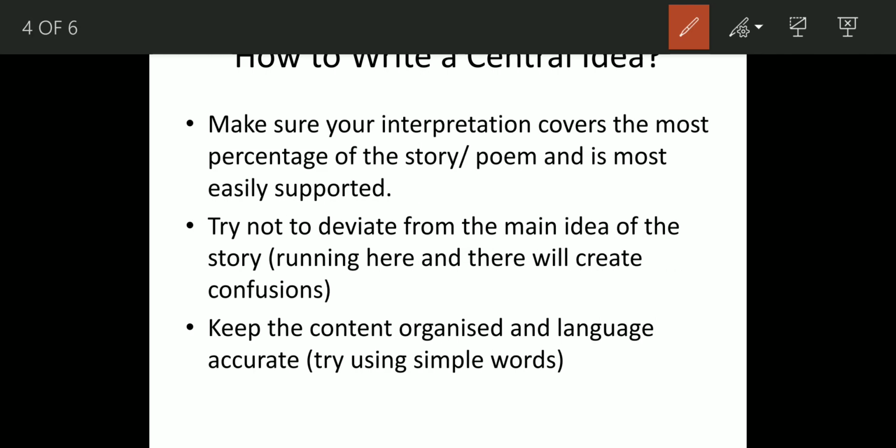Now when you have found out what is the message that the poet or writer wants to convey, you write it down, but you make sure that your interpretation covers the most percentage of the story or poem and is most easily supported. There should not be any complications. The message that writers or authors want to convey is very simple, so try not to complicate things. You'll find the answers in the simplest of places. Okay, the message would be simple, you just have to understand it.